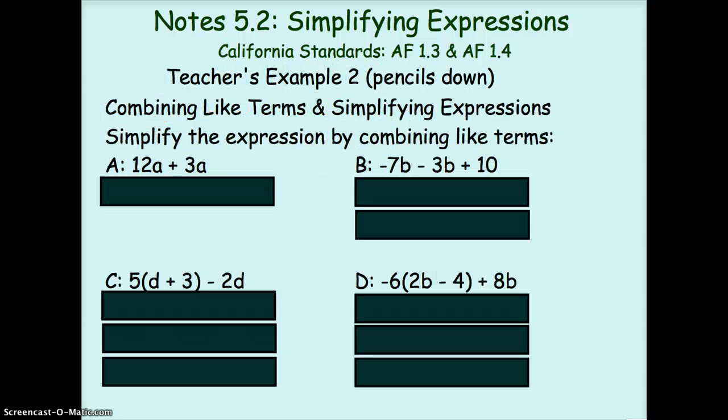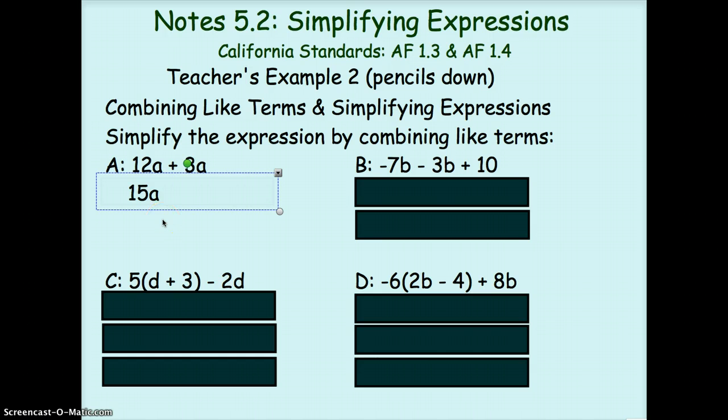Okay, teacher example 2, combining like terms and simplifying the expression. So I just want to combine everything that I can and then stop. I may not be able to go all the way and just have one term remaining. I'm going to combine as much as I can. So on problem A, they both have the same variable, a, raised to the same power, so I can simply add. 12 plus 3 is 15, and then, of course, bring your a down. So 12a plus 3a is 15a.